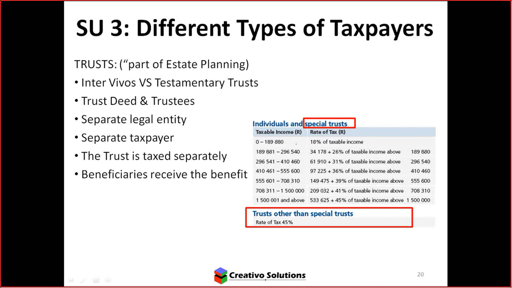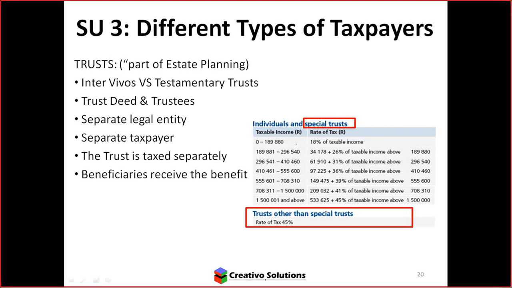Okay, so what do we get? We get two types of trusts, inter vivos and testamentary trusts. Inter vivos means you can create them while you're alive. Testamentary means those trusts are created when you die. Once you die, all your wealth and your savings and your investments would sit in a possible testamentary trust, and then that trust would operate and run kind of like a business and help support the wishes of the dying person. Yes. Yes, you get a trust deed and you get trustees.